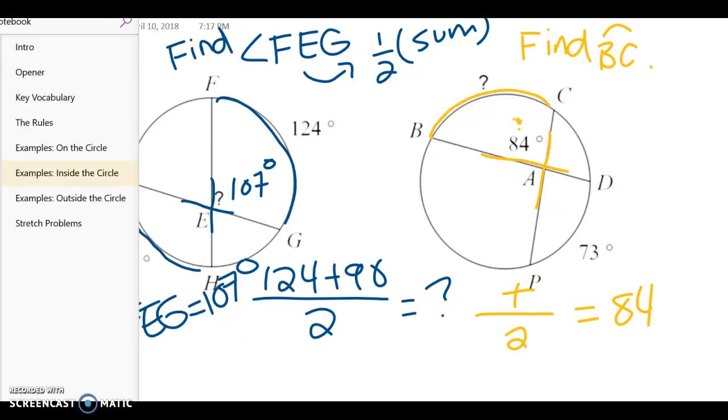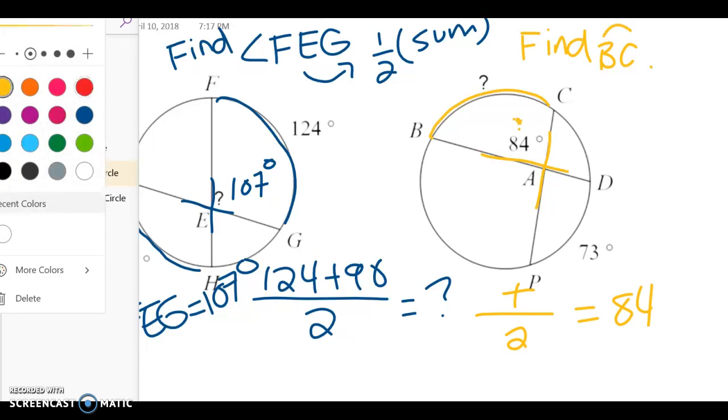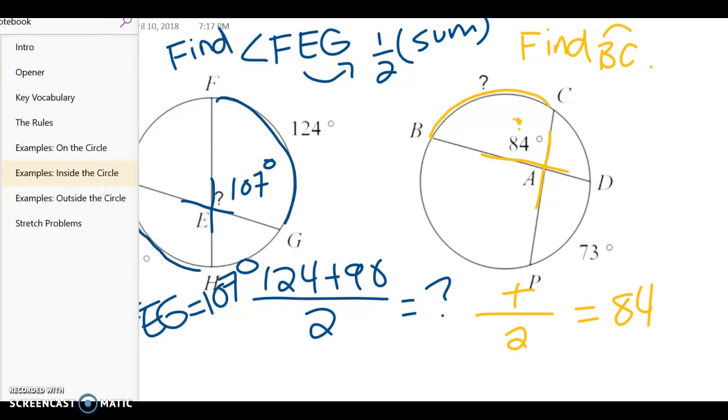Hey guys, this is the second part of the 9.5 angles in a circle video. So let's pick up with this example here. I was asking you to find the arc BC. Finding the arc BC, down here on the outside where the question mark is.